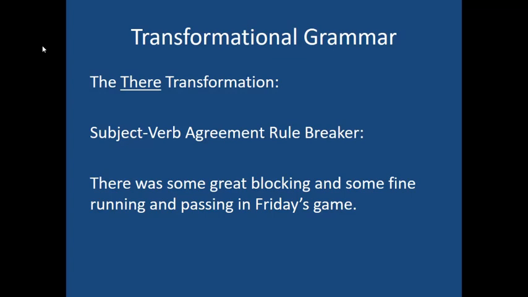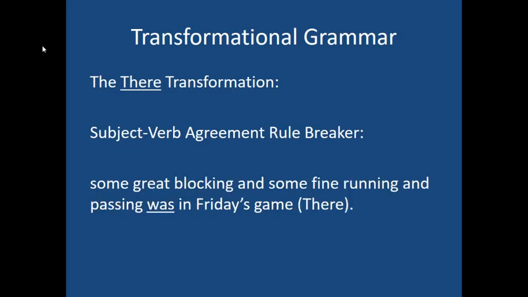So if I said there was some great blocking and some fine running and passing in Friday's game, well, the thing is, we use this word was as a verb, which doesn't make a lot of sense, because if you take the word there out and you transform the sentence back into its regular form, what you're really saying is some great blocking and some fine running and passing was in Friday's game. And if you do your math, that's a plural subject. That should be three different subjects. There's blocking, running, and passing. And 1 + 1 + 1 = 3, which is plural. So why wouldn't the verb be were?